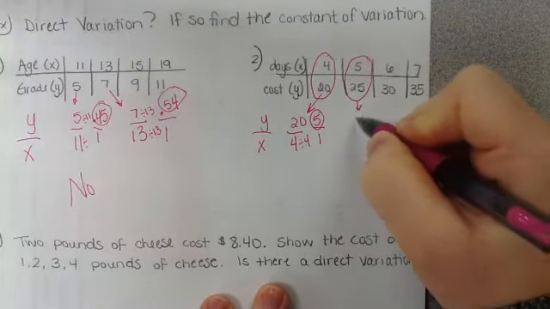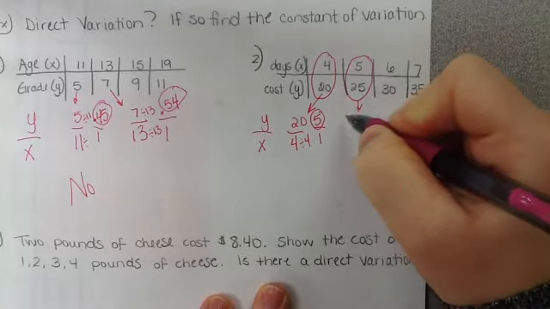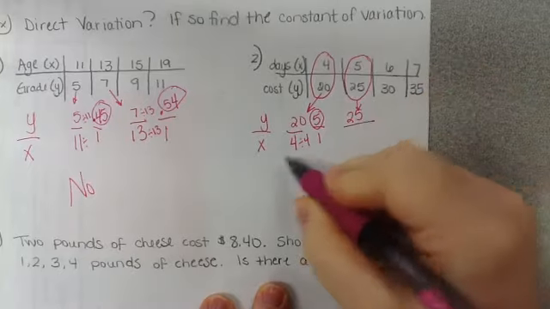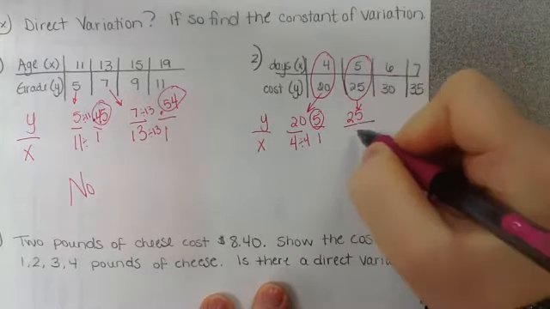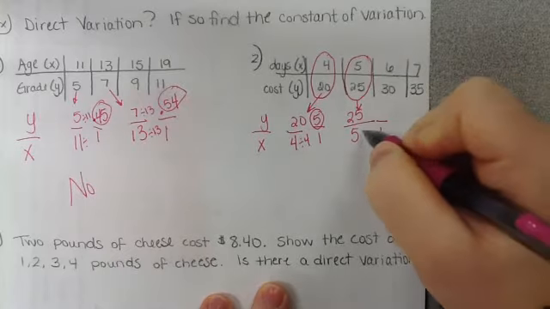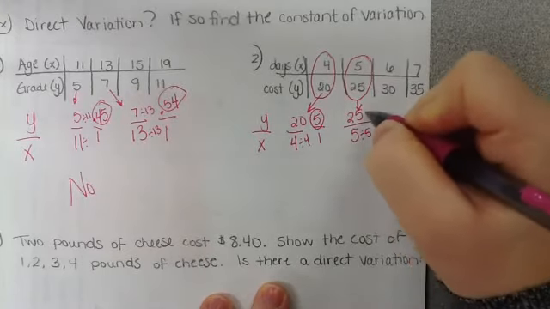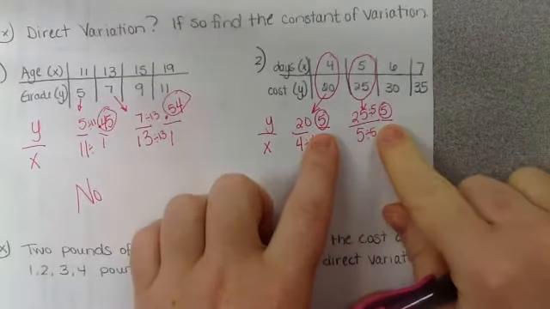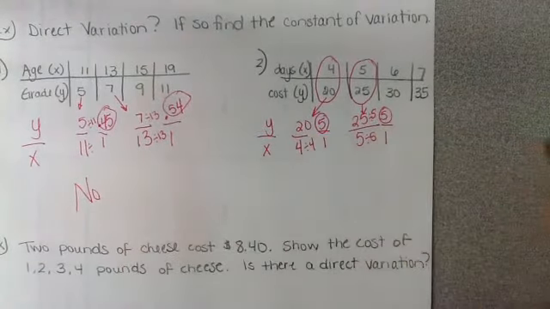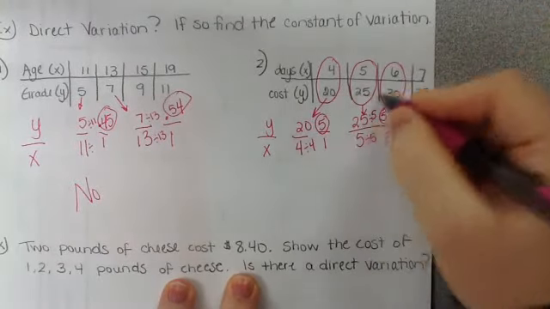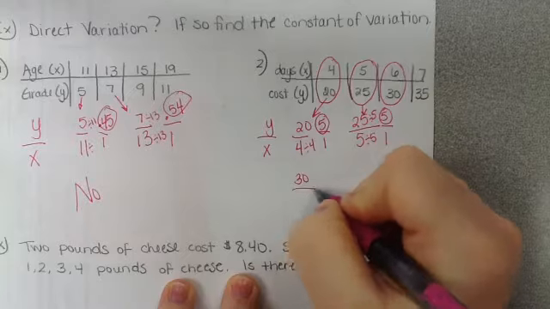Check the next one. When I plug things in, what do I get on top? The y value, or 25, over what value for x? 5. When you found the unit rate, what did you get? 5 again. So far we're okay. You've got to keep checking those. If I do this, y is 30 over 6.